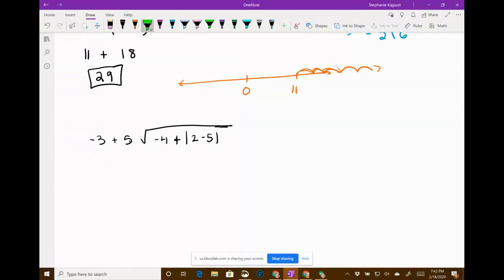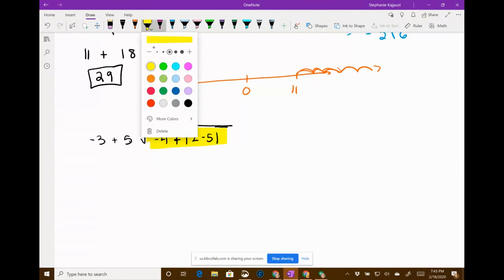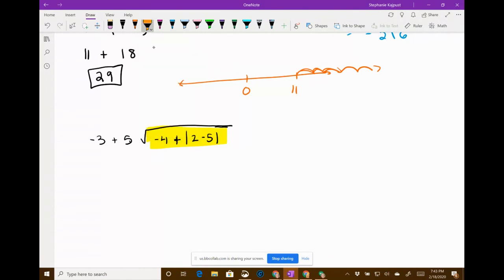And so our order of operations would be we need to simplify inside the square root before we do anything else. So we need to do that step first. And then we're going to go inside the square root. And inside your square root, we have absolute values, and that's considered a grouping symbol. So the first thing we're going to do is simplify inside the absolute value.